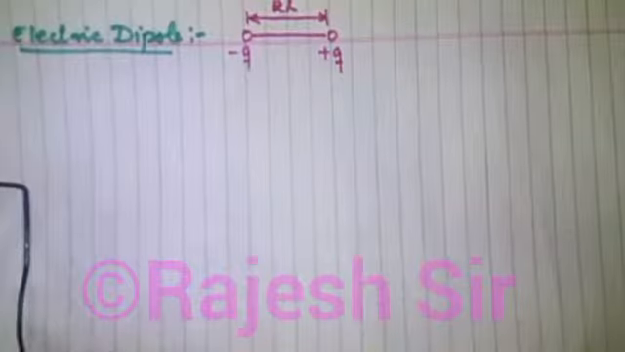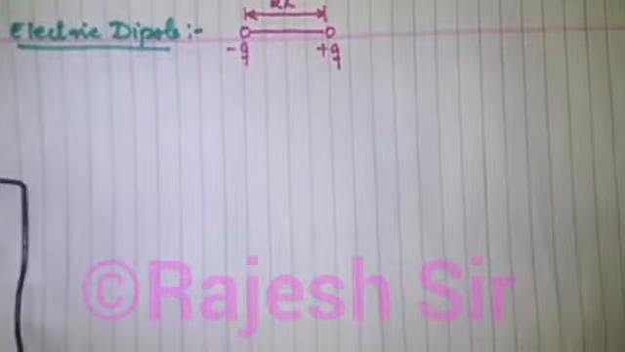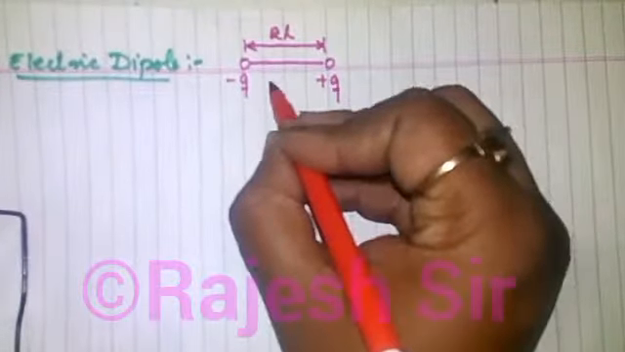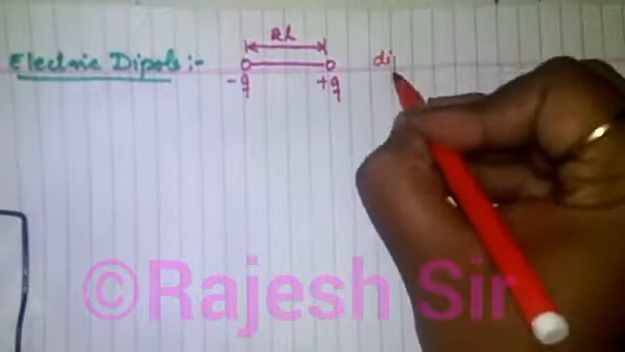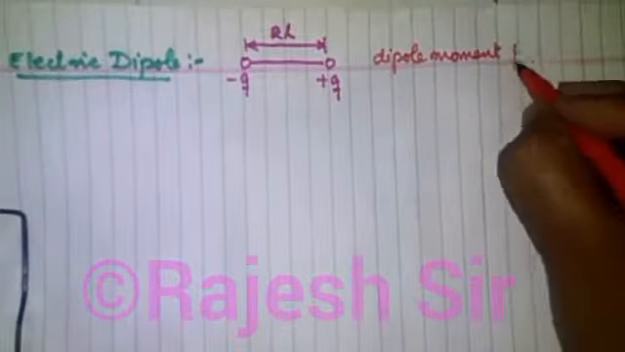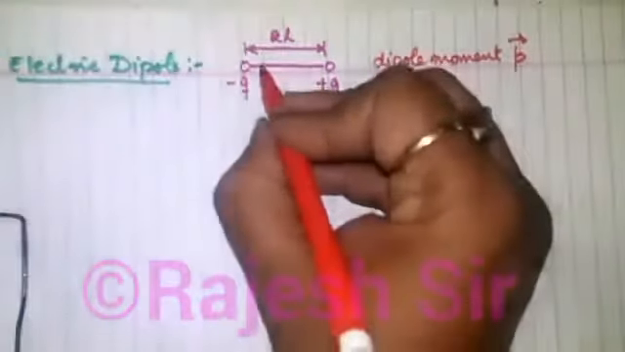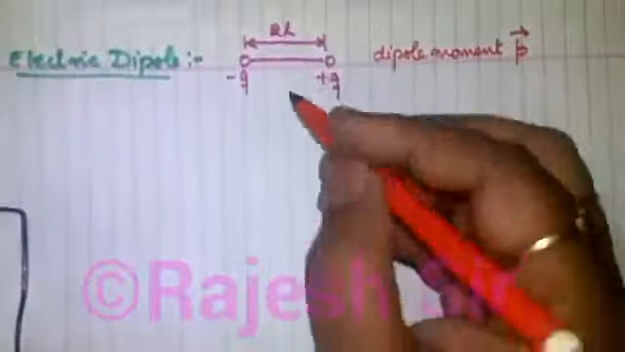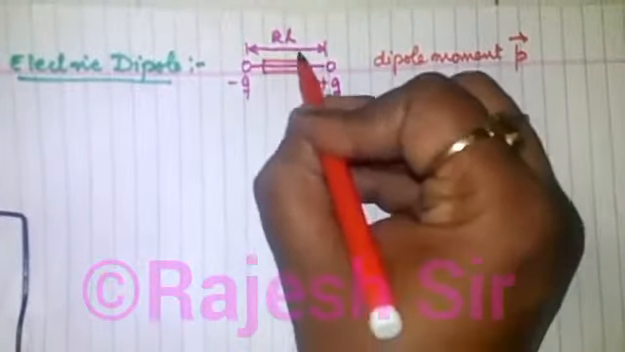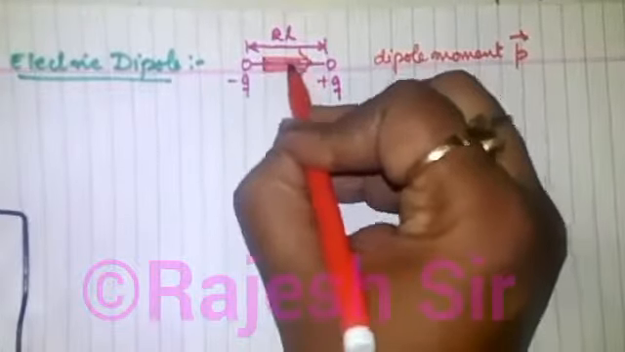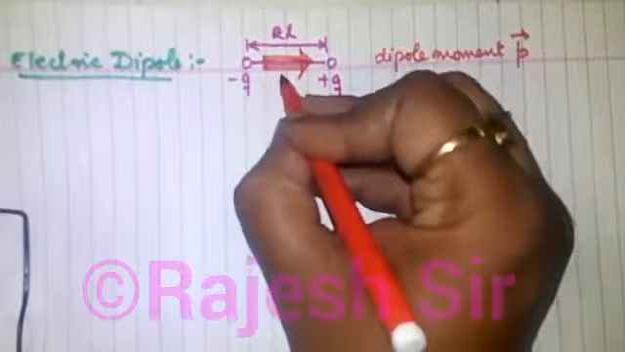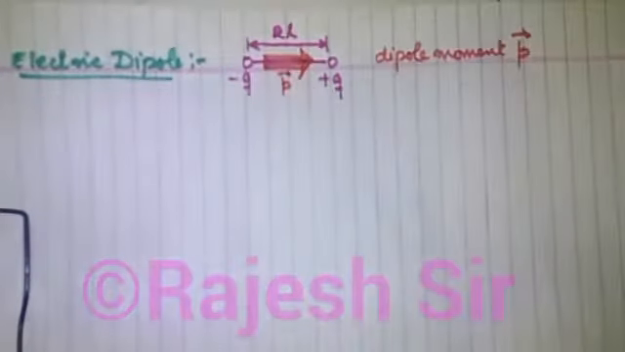Now every dipole is defined by a term called dipole moment. Dipole moment is denoted by the symbol P and is a vector quantity. Being a vector quantity, it has a sense of direction. What is the sense of direction associated with a dipole moment? It's always directed from the negative charge to the positive charge. This arrow that I am drawing indicates the dipole moment and its direction.